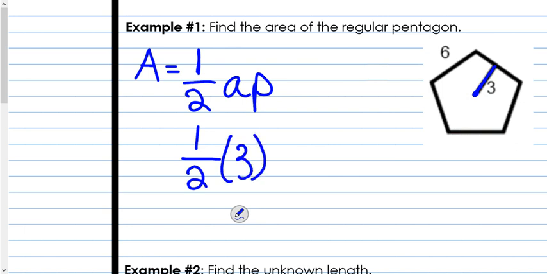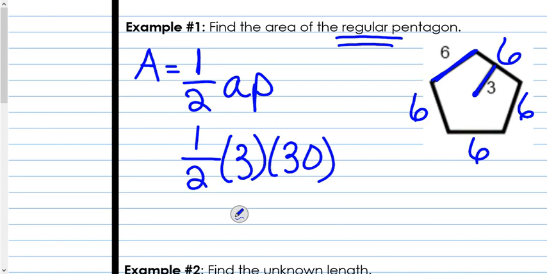Well, I know that this side is 6, right? But it said it was a regular polygon, which means all the sides are 6. So this is 6, this is 6, this is 6, this is 6, and this is 6. Well, 6 plus 6 plus 6 plus 6 plus 6 is 30. The perimeter is 30. So 3 times 30 is 90. 1/2 of 90 is 45. The area is 45 units squared.